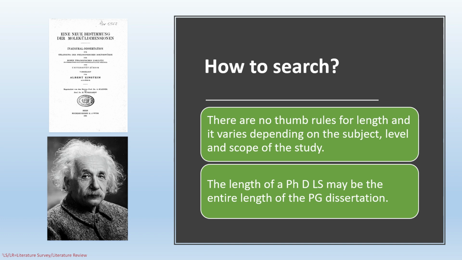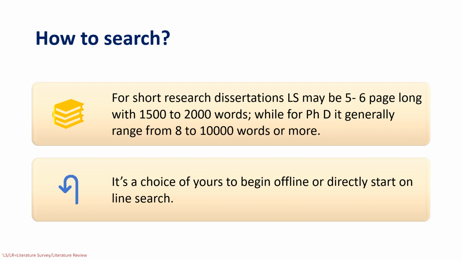Please do recall. In general, for a short research dissertation, literature review may be 5 to 6 pages long with 1500 to 2000 words, while for PhD it generally ranges from 8 to 10,000 words or more. But again, it depends on the subject, type of topic, level, scope.